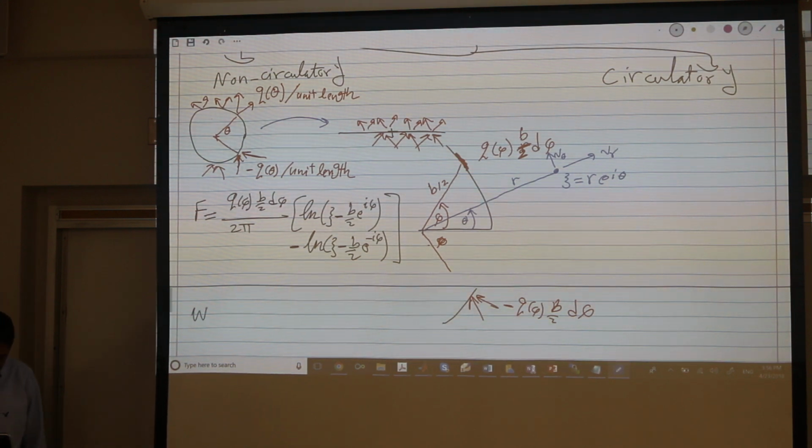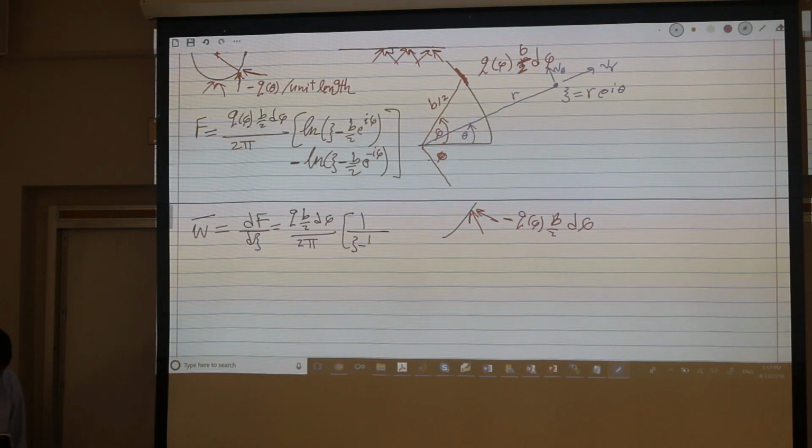How to get the velocity? Well, the complex velocity is df by d zeta. This is easy. Again, it's q b over 2 d phi over 2 pi times 1 over zeta minus 1 over zeta minus b over 2 e to the i phi, minus 1 over zeta minus b over 2 e to the negative i phi, times q b over 2 d phi over 2 pi.